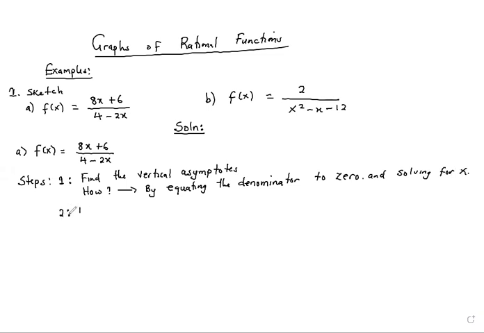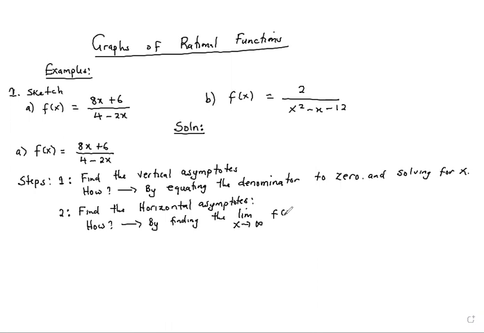Step 2, find the horizontal asymptote. How? The answer is by finding the limit as x goes to infinity of f of x.